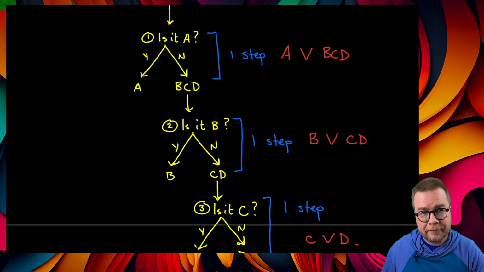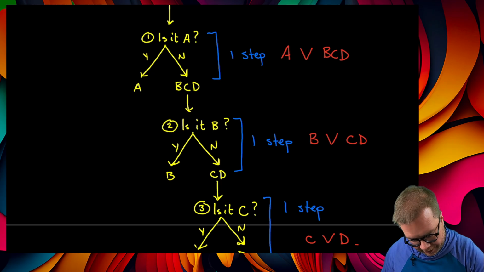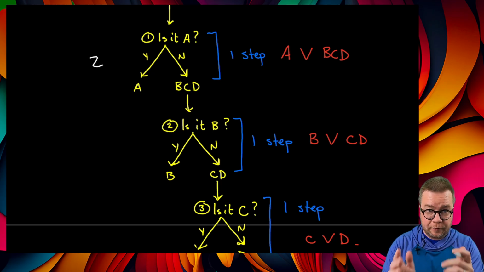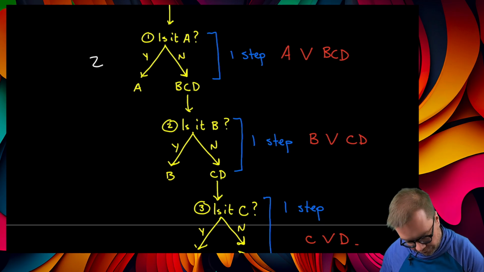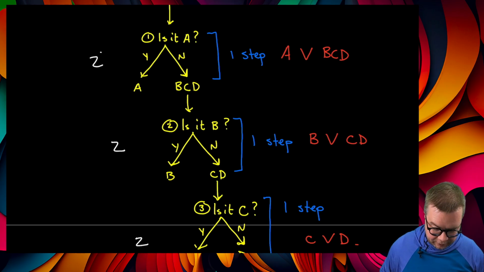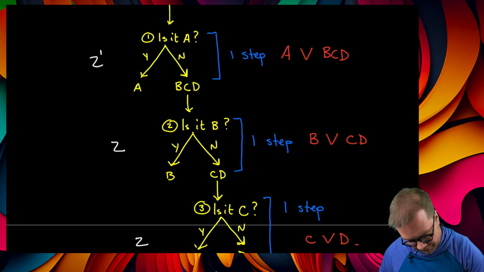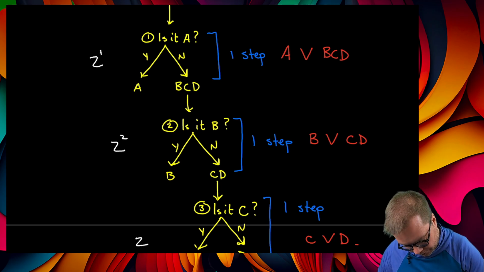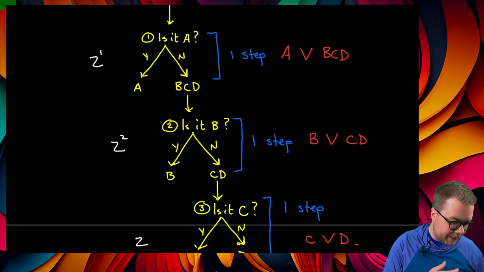And then if you look at the tree itself, I had two options here that I could take. I got two different paths I could take. I had two different paths I could take here, and I had two different paths I could take here. And so after the first one, I had 2 to the 1 possible paths that I could have taken. After the second step, I've got 2 squared paths that I could have taken. And after the third step, I've got 2 cubed or 8 paths that I could have taken.